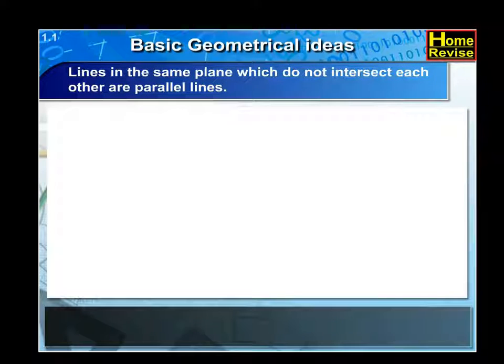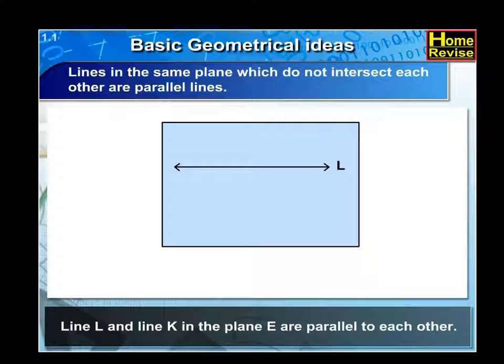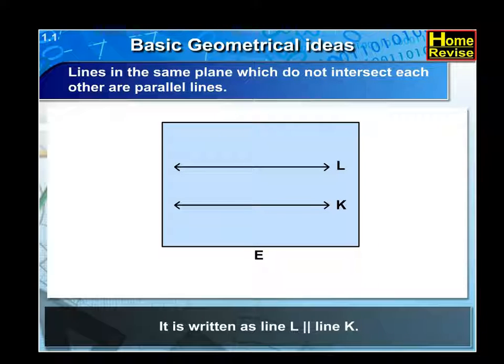Lines in the same plane which do not intersect each other are parallel lines. Line L and line K in the plane E are parallel to each other. It is written as line L, two vertical lines, line K, meaning line L is parallel to line K.